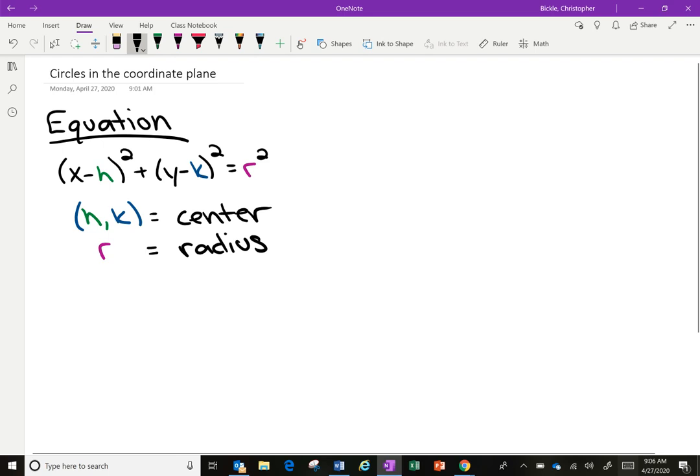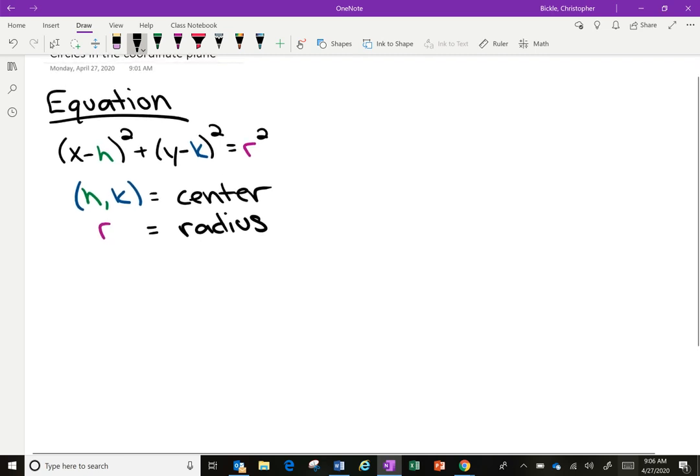So you guys should know this equation. This equation is important. It'll show up in homework. It'll show up when we take the last quiz for circles, okay? One thing we can do with this is use it to identify the center and radius.